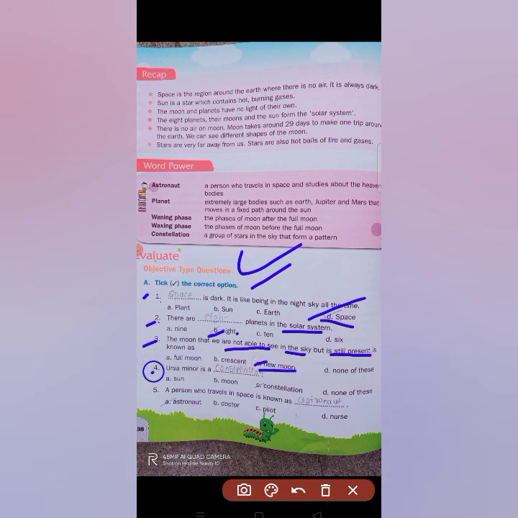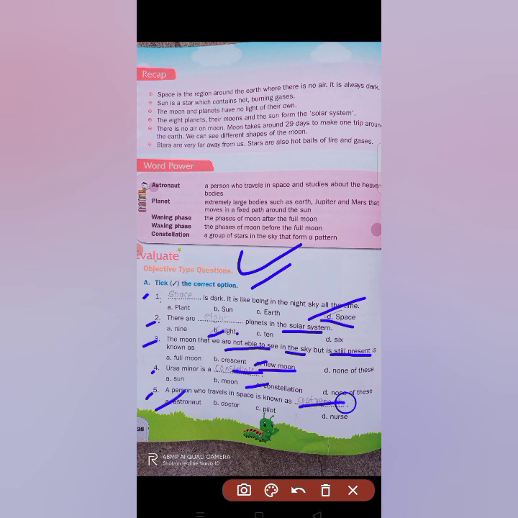Next, coming to the fourth one. Ursa Major, Ursa Minor is dash. Yes, we know that Ursa Major and Ursa Minor are constellations. So we have to tick the option C, constellation. Next, the fifth one. A person who travels in space is known as dash. Yes, the one who travels in space is known as an astronaut. So we have to tick the option A.